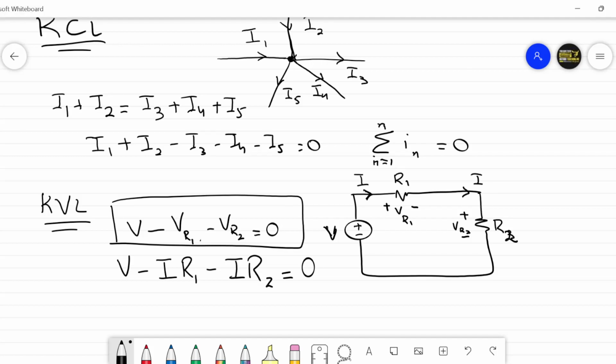You can also say that the amount of voltage you are supplying to the circuit will be equal to the voltage that will be consumed by the different elements in the circuit.